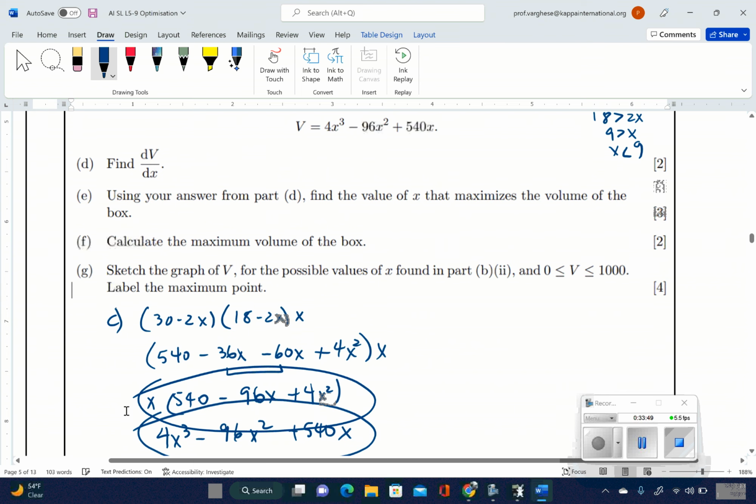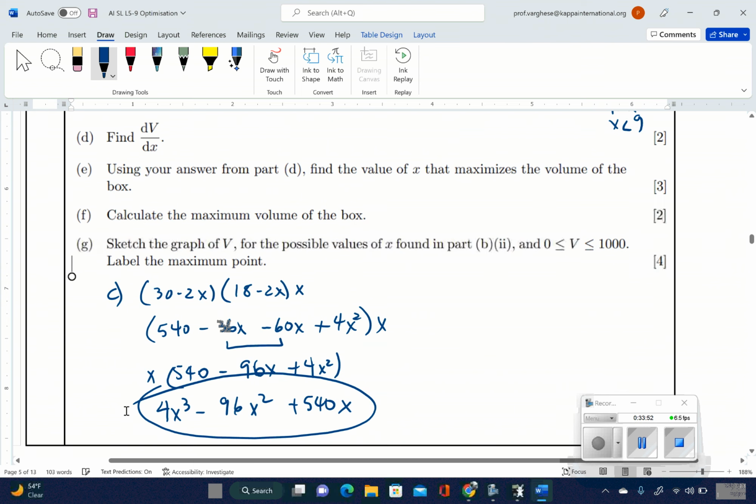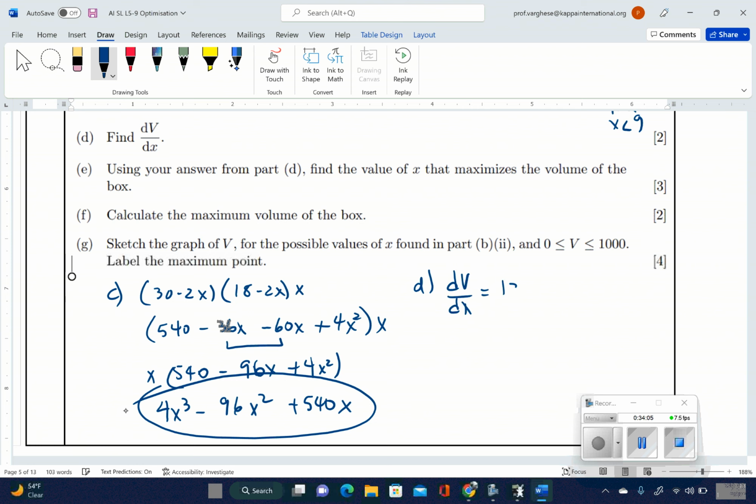Now we're finding the derivative of that part. So D is finding the derivative of this with respect to x. So 3 times 4, let's just write dV/dx is equal to 12x squared plus 540. Part E, let's use the answer, find the value that maximizes the volume. So when I do that, I'm going to set my 12x squared plus 540 equal to 0.